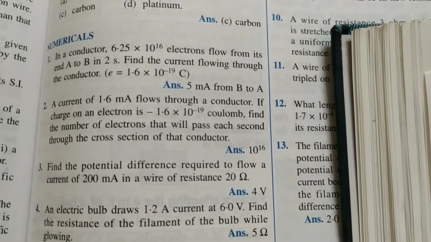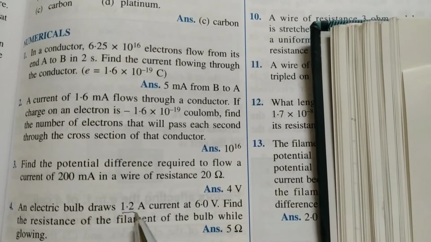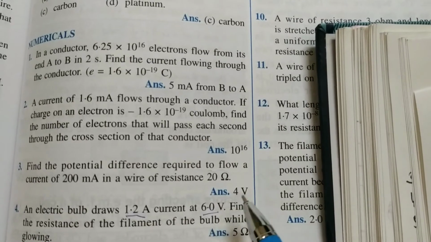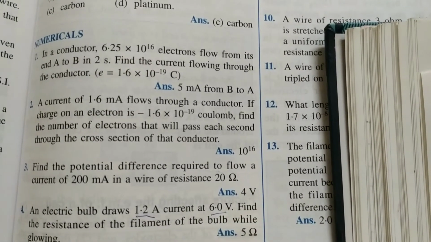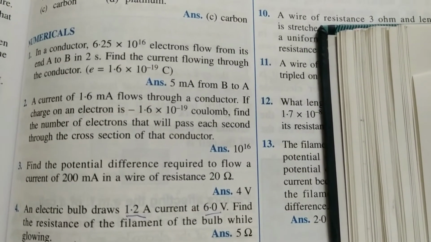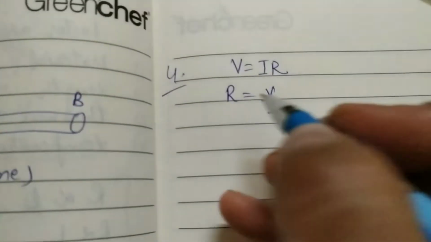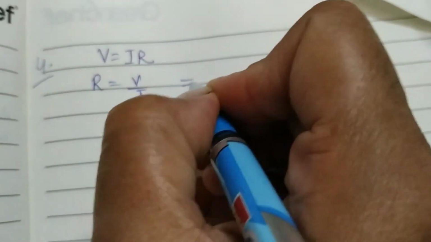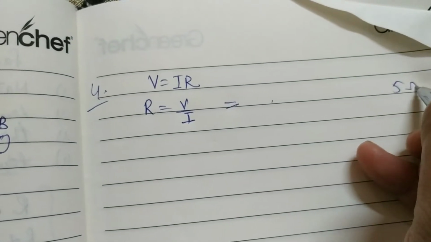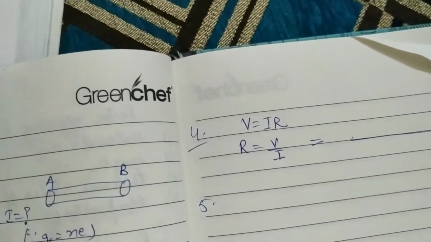Next numerical you will solve yourself. I'll just tell you, an electric bulb draws this much current, I has been given, 6 volt potential difference is given, and the resistance of the filament of the bulb is asked. So only you have to follow the formula V is equal to IR, in which R will be equal to V upon I. So simply this formula is to be used and you will calculate the values. So do it yourself, very easy. Answer has been given in the books. Answer is 5 ohm. So substitute the correct values to get the answer.